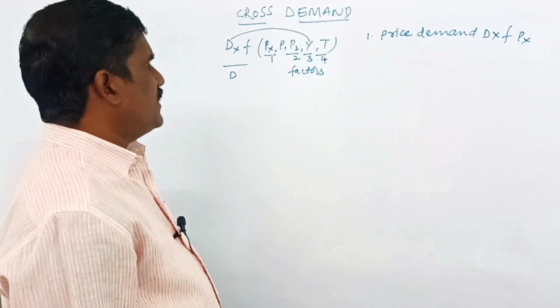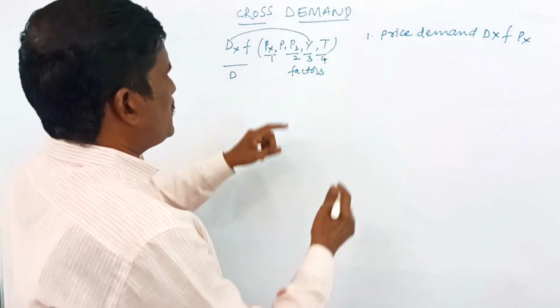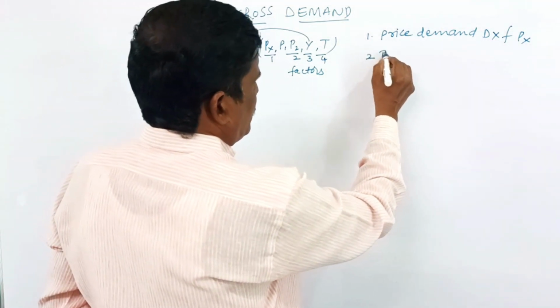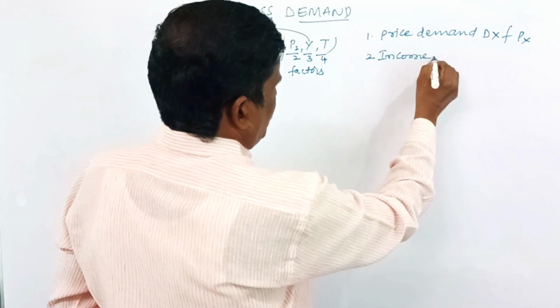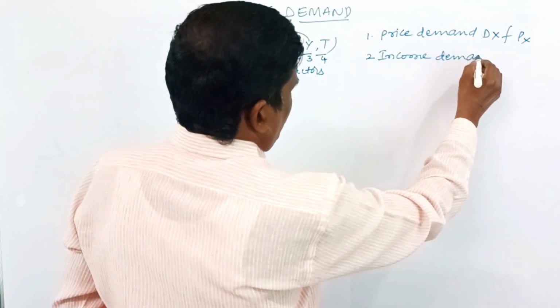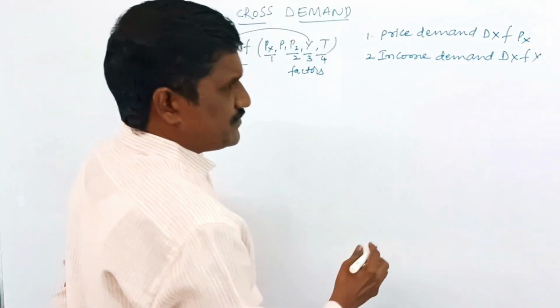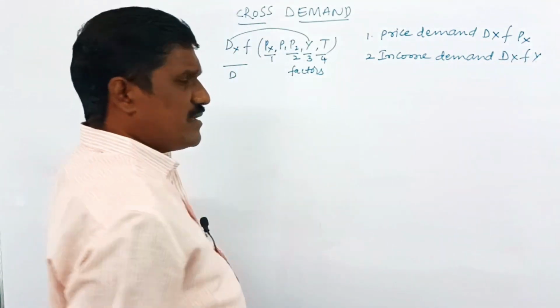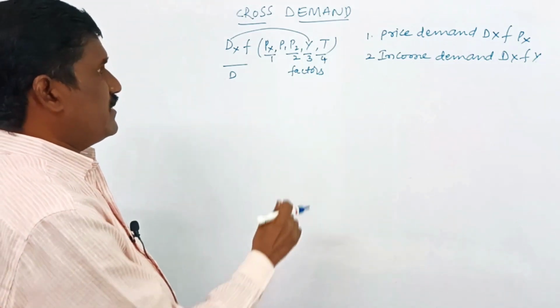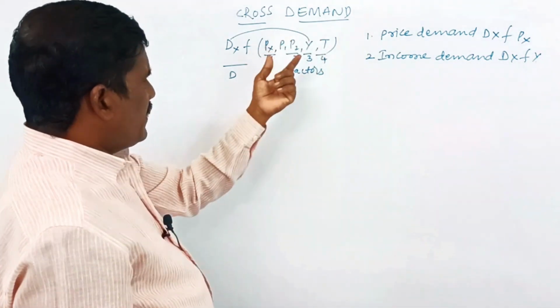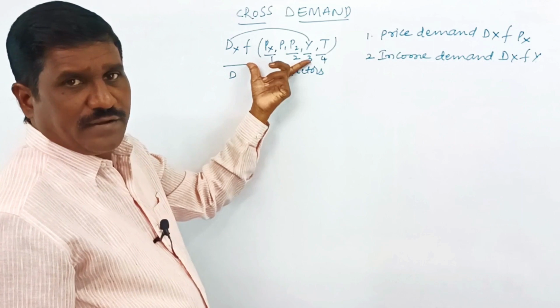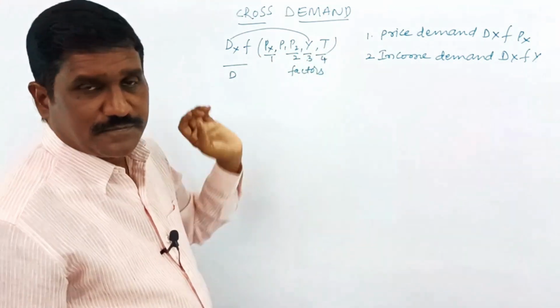So in the income demand, the second one, Dx function of Y. Okay, this is the income demand. And it is applicable for income and demand when the remaining factors are kept constant.